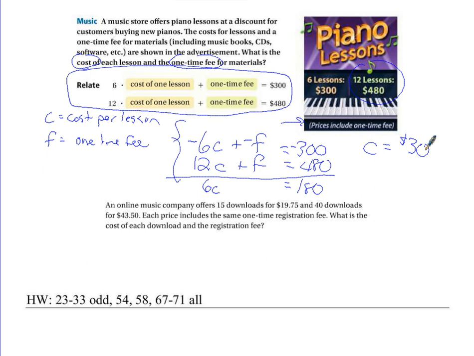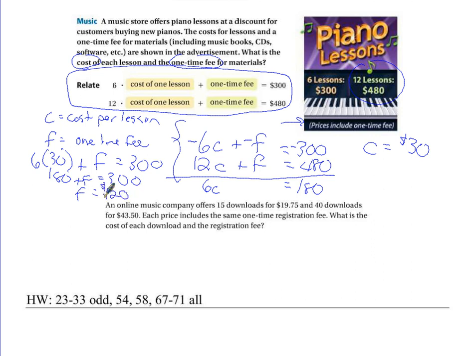Now I substitute back in to find out what the original fee was. So I can go back to 6 times 30 plus F equals 300, an original equation. This is 180 plus F equals 300. Subtract 180 from both sides, F equals $120.